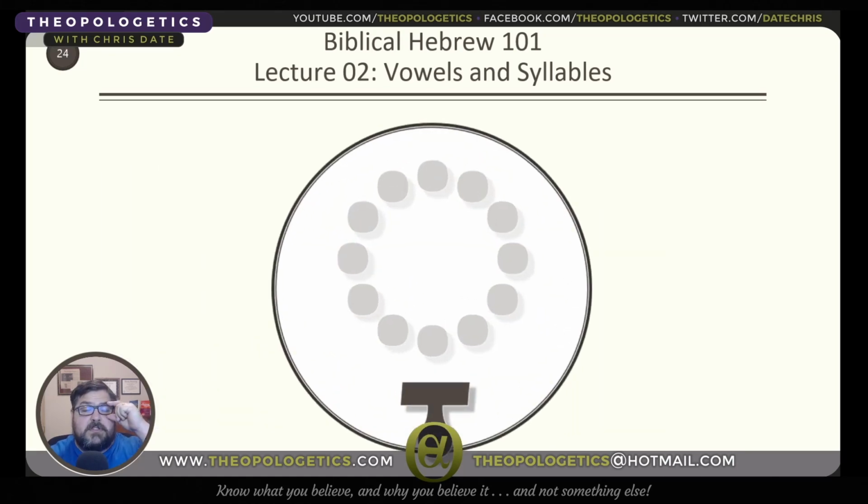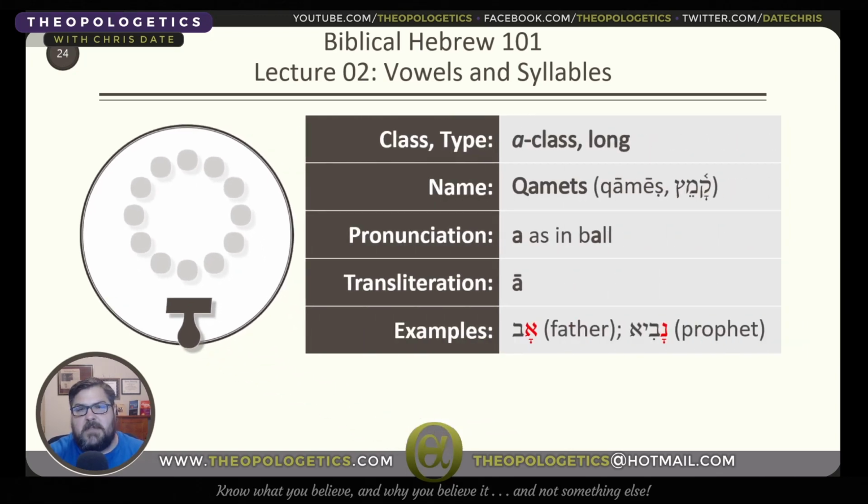Let's go on to the first true vowel, which is kamets. This is kamets. It looks like a little T under the letter. This is the first of the A-class vowels, and that is the order in which I will be going through these vowels, by class. This is a long A-class vowel, and as I said, the name is kamets. Sometimes you'll see it as kamats.